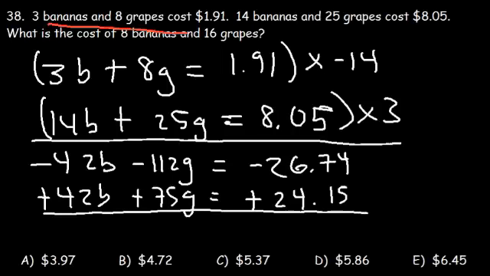So if we add the two equations, these two variables cancel. And negative 112g plus 75g, that's equal to negative 37g. And negative 26.74 plus 24.15, that's negative 2.59. So now we can solve for G.